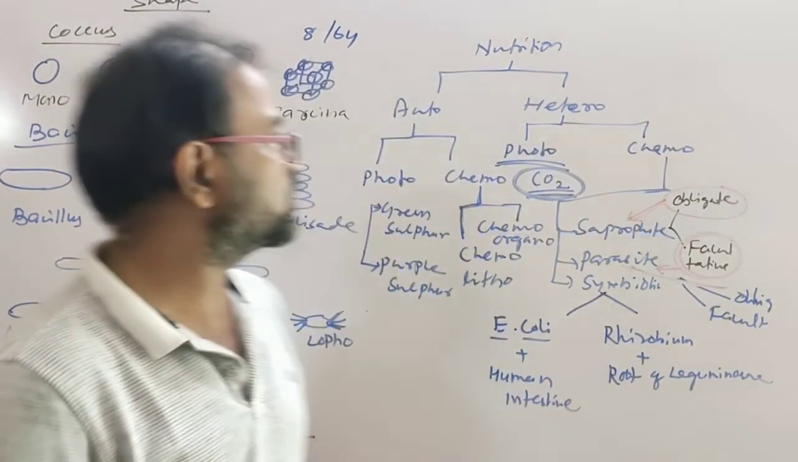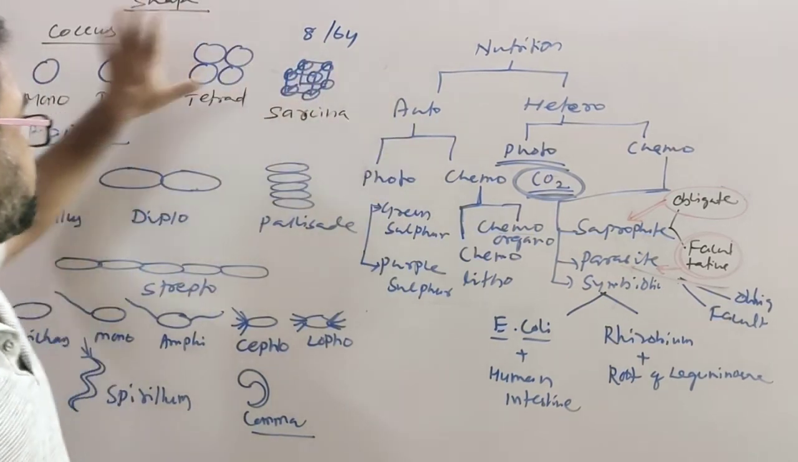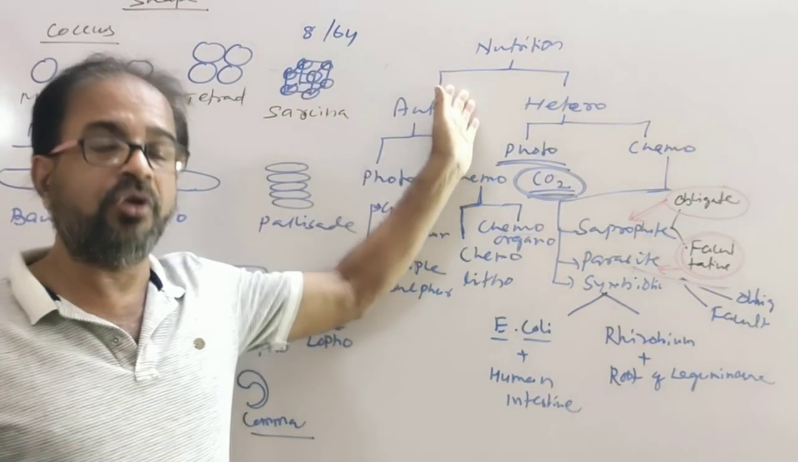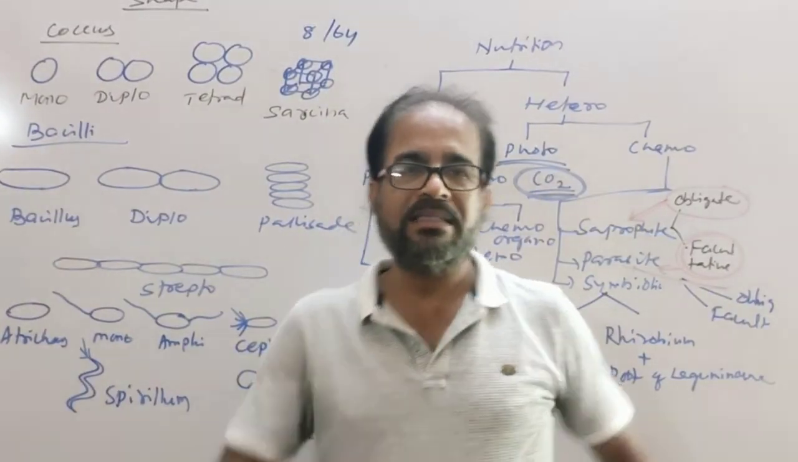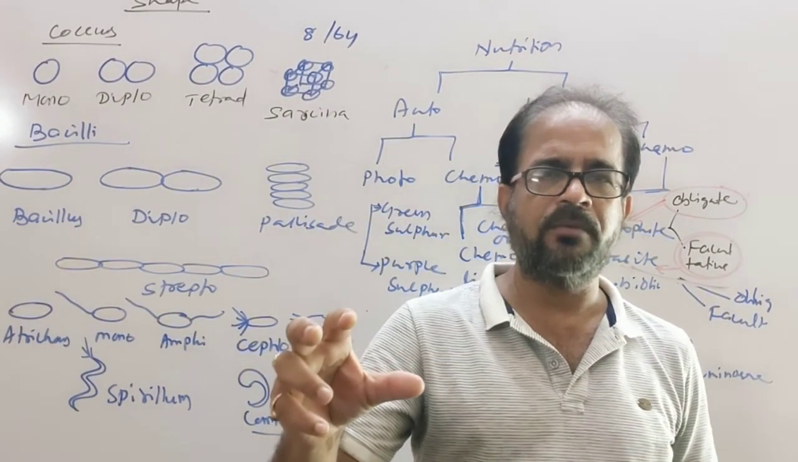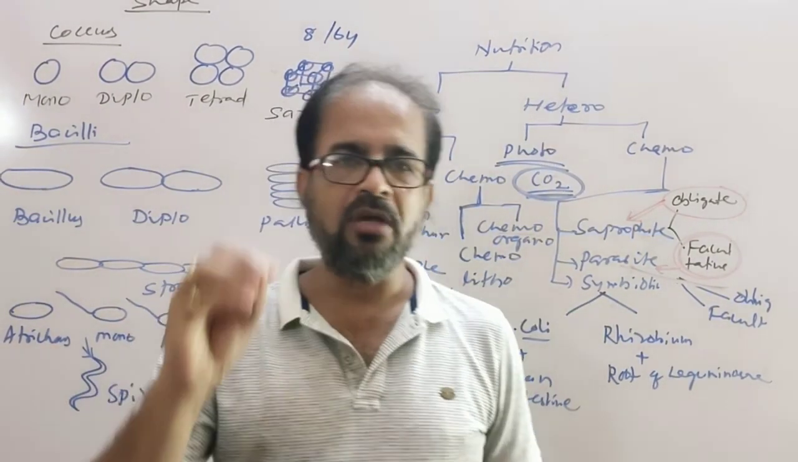Clear? This is all about the structure, classification and nutrition of Monera. Next class we will discuss reproduction, asexual reproduction, sexual reproduction and economic uses of bacteria.